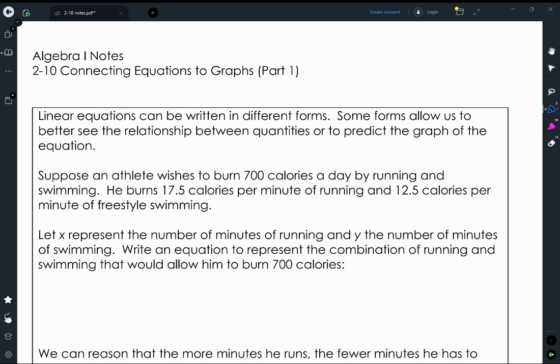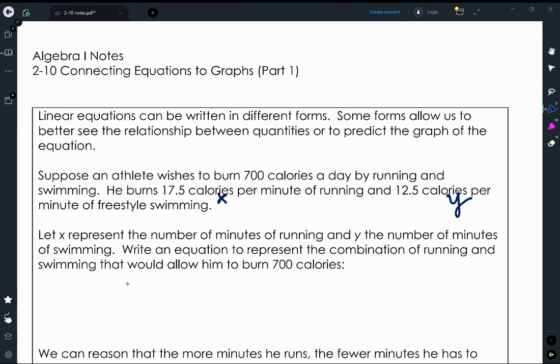Okay, so now that we have this picture in our heads, let's read the next part and see if we can figure out what to do. Let X represent the number of minutes of running. Okay, so 17.5 calories per minute, and I'm going to do that for X minutes. And Y, the number of minutes of swimming. So 12.5 calories per minute, and we're going to do that for Y minutes. Write an equation to represent the combination of running and swimming that would allow him to burn 700 calories.